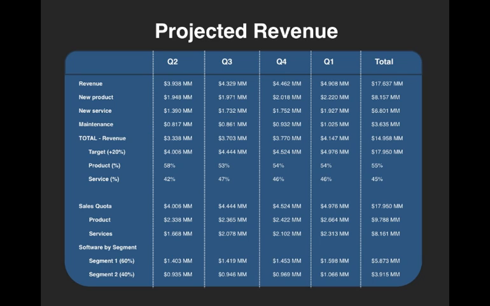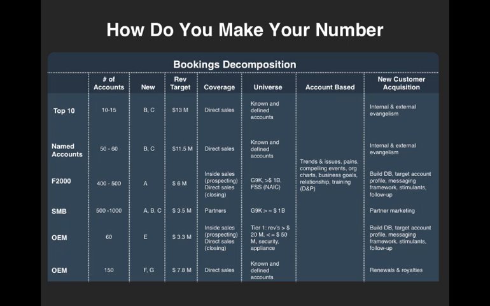Demand creation planning, project revenue. It's a good practice to decompose the revenue projection down to the product level by quarter. In this example, product, service, and maintenance are highlighted. In addition, a product and service split is provided as well as a split by segment.